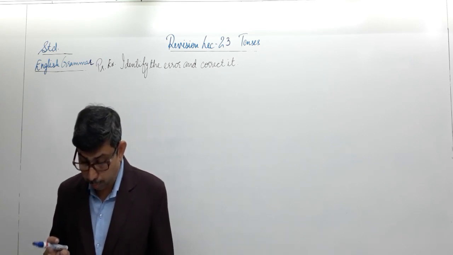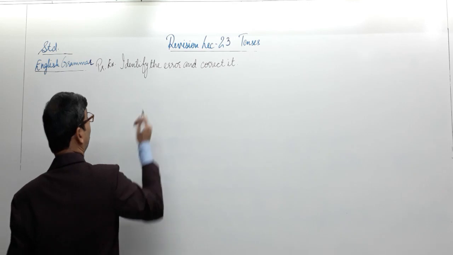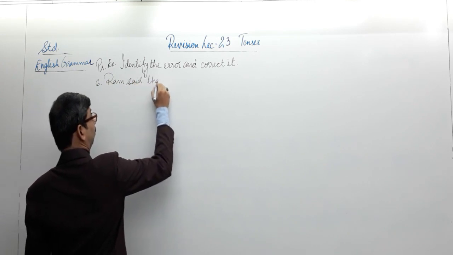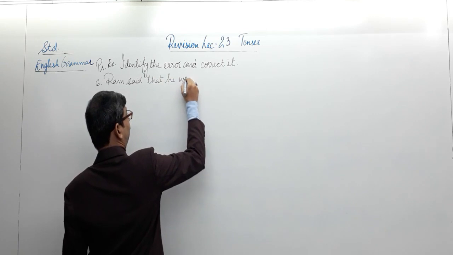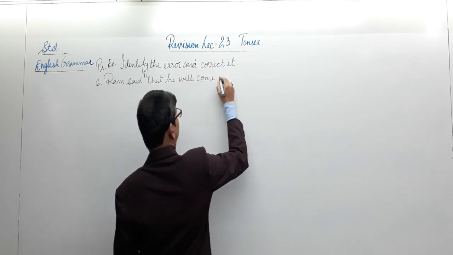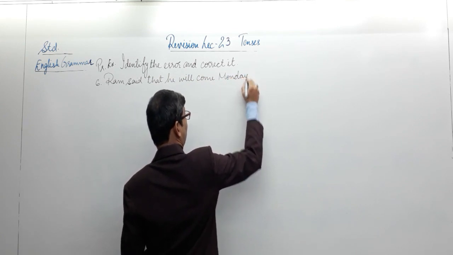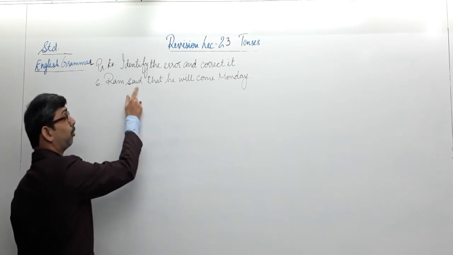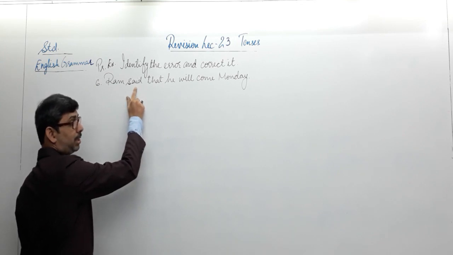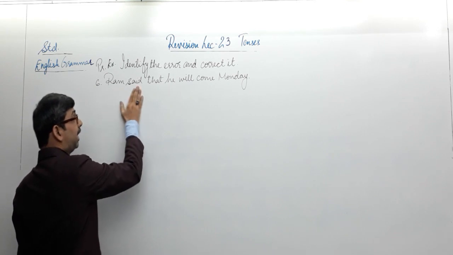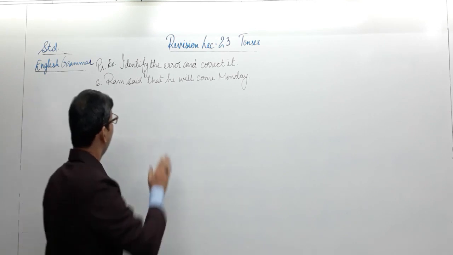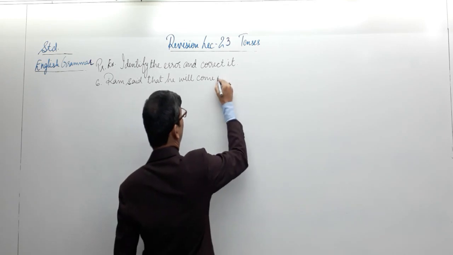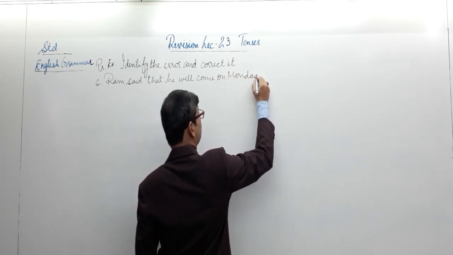Ram said that he will come on Monday. Let me write this. Well, what is the sentence over here? Ram said, so we have got the simple past or the past tense, I should say, not simple past, but just the past tense. So Ram said is my principal clause, my main clause, isn't it? Followed by that he will come on Monday is the subordinate clause, the dependent clause.